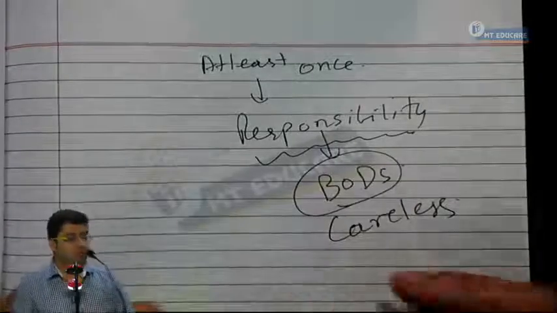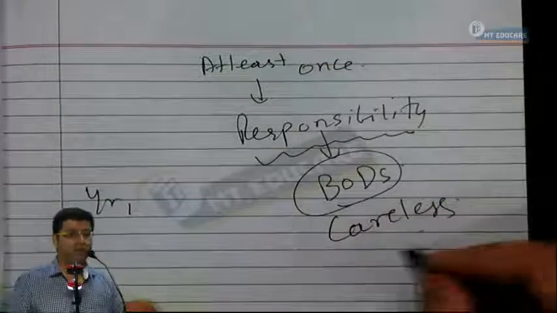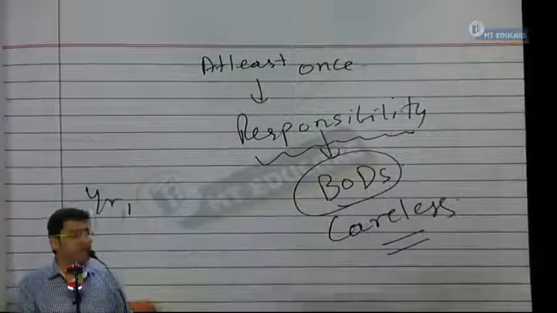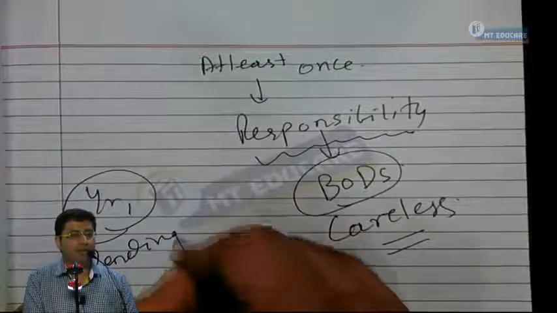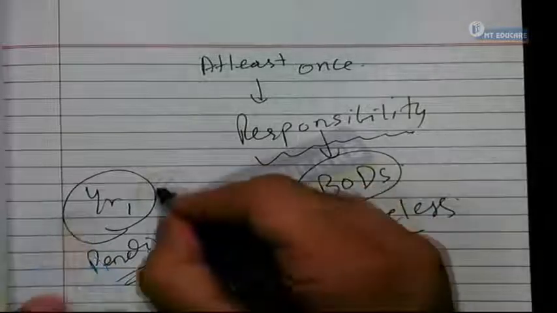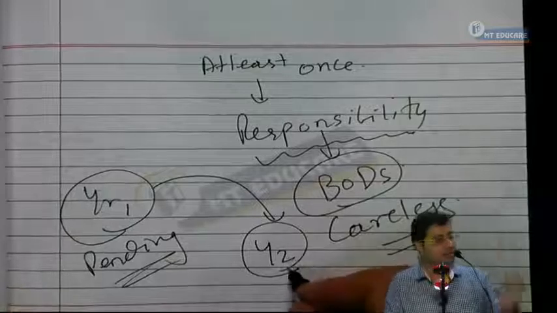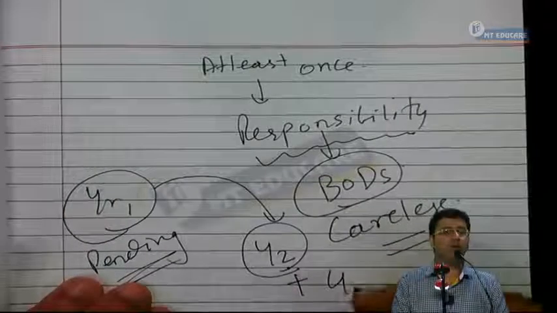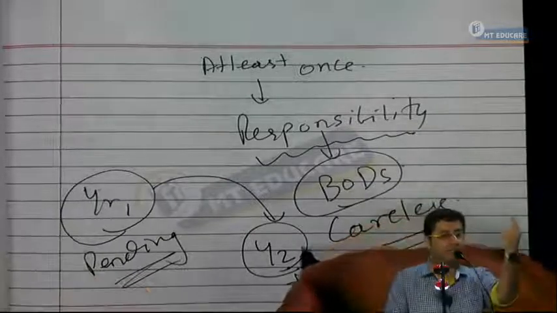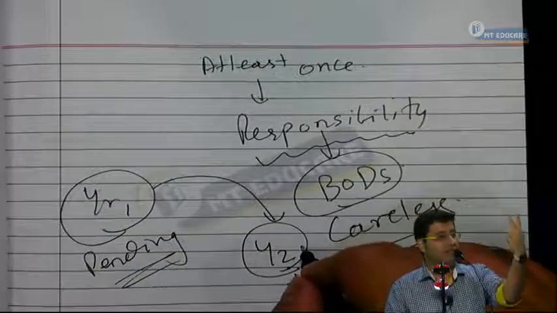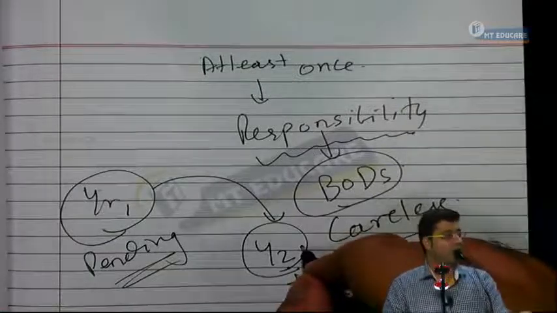Now, what to do? In year number one, they became careless. They did not conduct the AGM, so the AGM could not be conducted. This year's AGM is still pending to be conducted. Now it can be conducted in the second year. So in the second year, you will conduct the second year AGM, plus you will conduct the first year AGM also. That means in the second year, I cannot say that the AGM is conducted once in a year. It is conducted one for the last year and one for the current year.